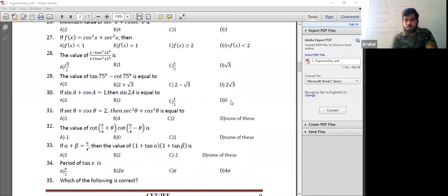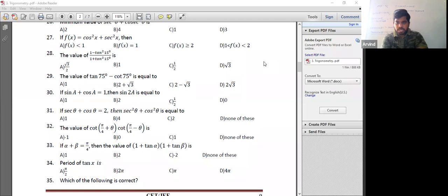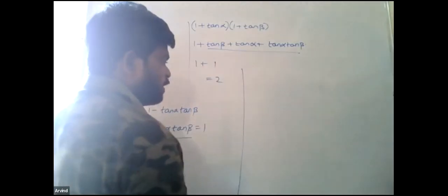Basically, what do you mean by periodic function? Navya, what do you mean by periodic function? Even if it is wrong, it's fine. Try whatever you know. Smita, Janavi, Sindhu, what is the periodic function? Sir, is it option A, pi by 2? No. It's not pi by 2.